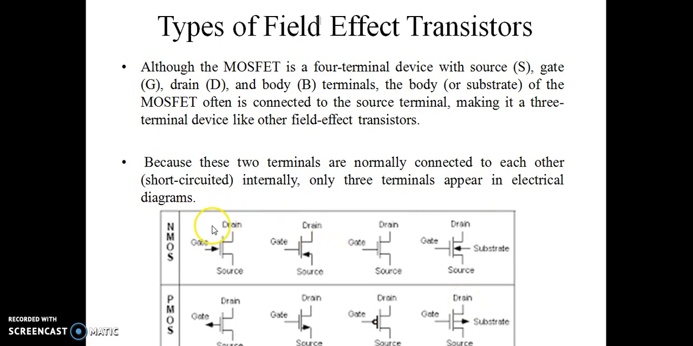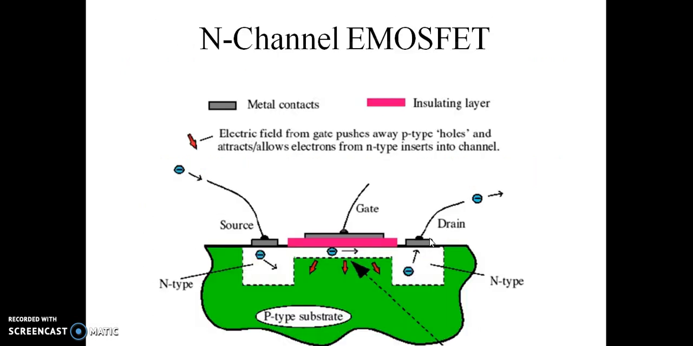Now, these are some symbols for NMOS and PMOS. Basically, MOSFET has 4 terminals: drain, source, gate and substrate. But by default, substrate and source are connected to each other, forming only 3 terminals: drain, source and gate. Here the substrate for the NMOS is connected to the ground, and for the PMOS it is connected to VCC, to avoid the body effect.